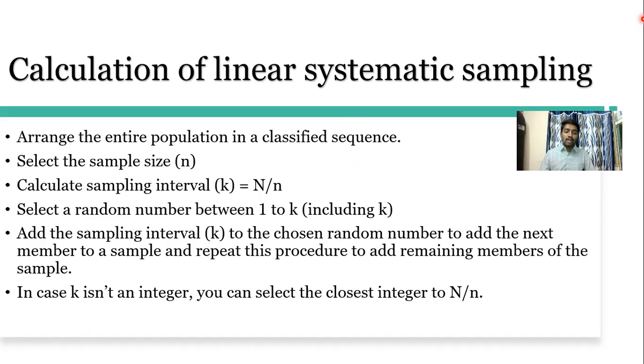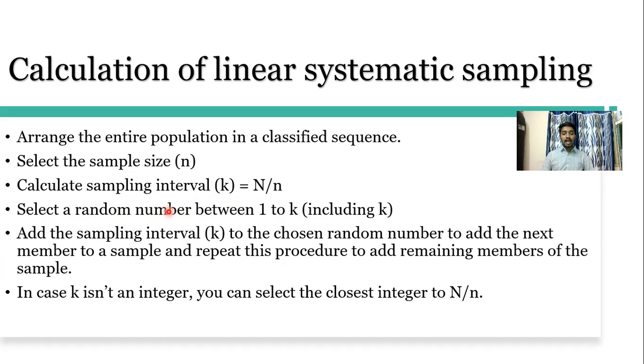First, we arrange the entire population in a classified sequence, whatever sequence we plan: 1, 2, 3, 4, or A, B, C, D. Then we select the sample size, where small n denotes the sample size and capital N denotes the population size. We calculate the sampling interval: k equals capital N divided by small n. That's the regular interval, equal to total population divided by sample size.